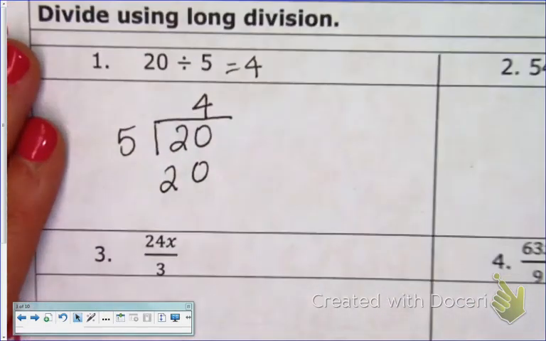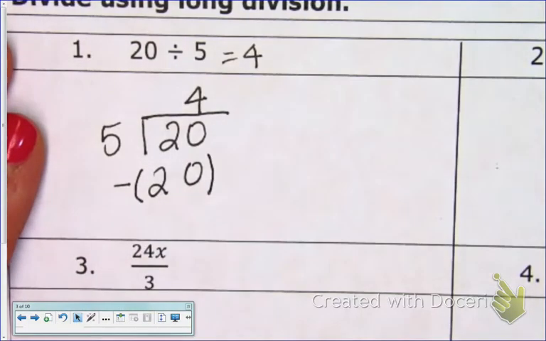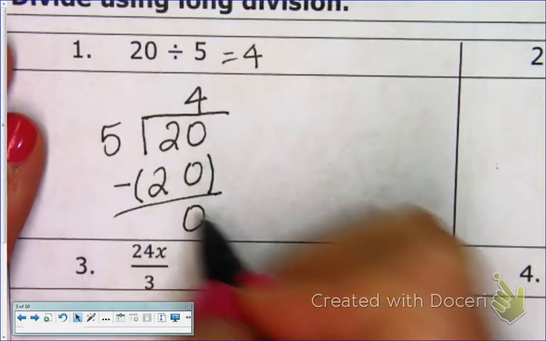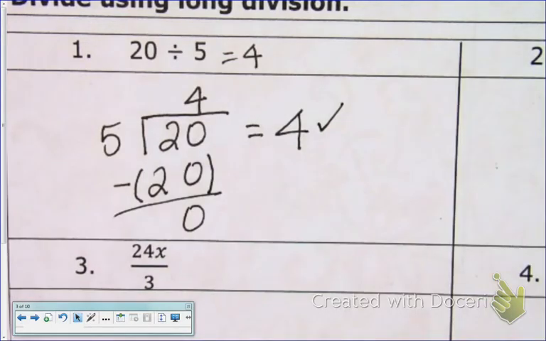Now, with long division, we have to subtract everything that we brought down. So 20 minus 20 is 0. So our answer is 4. Yes, check. You got it from today.